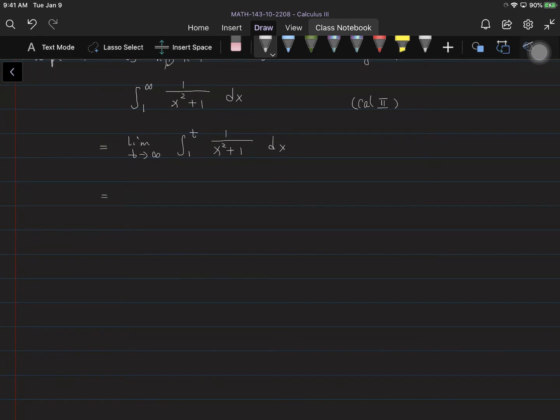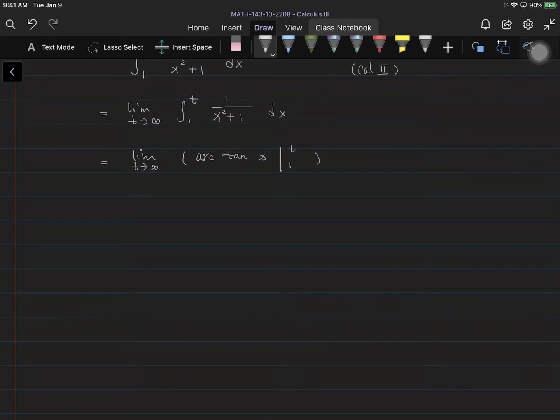The integral of 1 over x squared plus 1 is actually arc tangent x, from 1 to t. Okay. If you forgot the formula, you can take a look at Calculus 2. Please review those. And now let's evaluate this definite integral. It's going to be arc tangent t minus arc tangent 1.